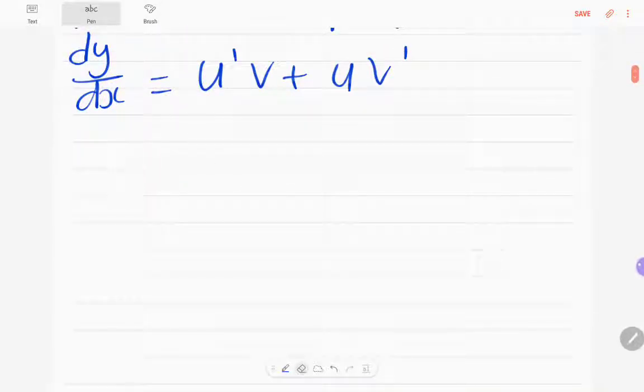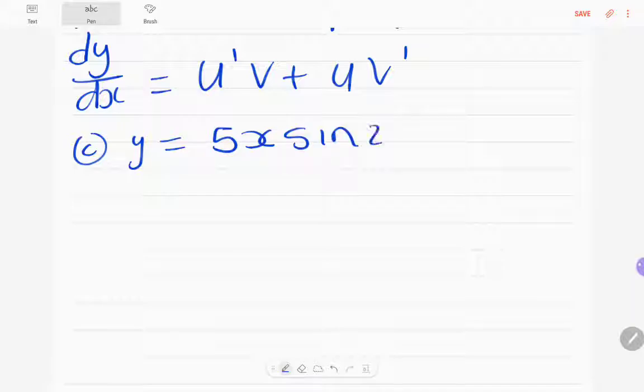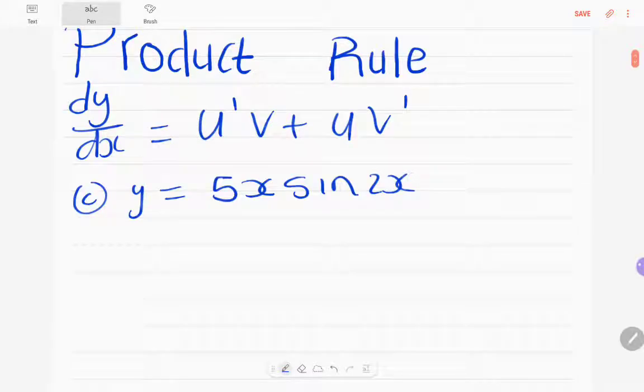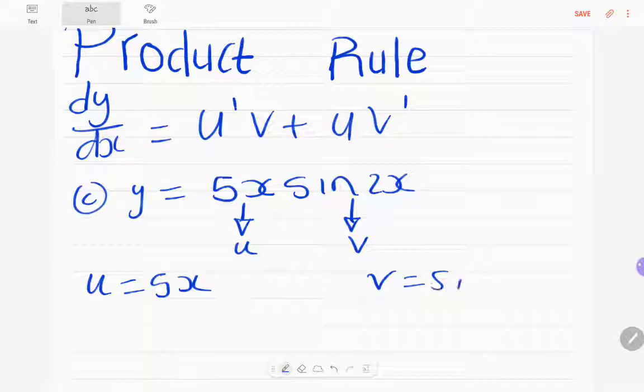Let us go to example number 3. You can pause the video and try it on your own. y is equal to 5x sine 2x. The first term is our u. The second term is our v. So u is 5x. v is sine 2x.